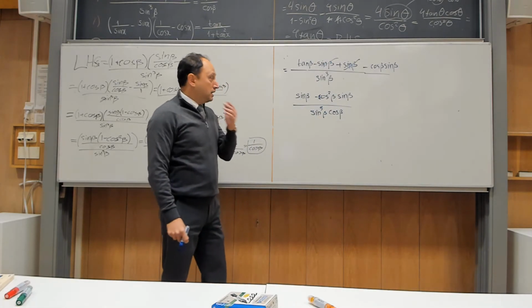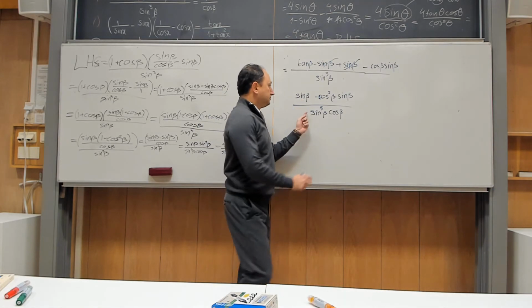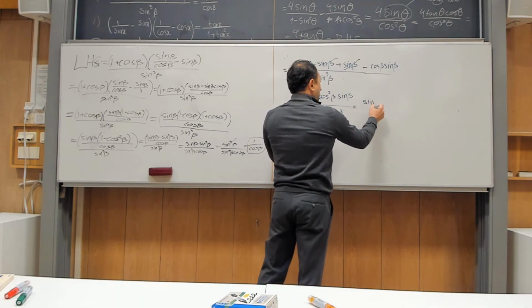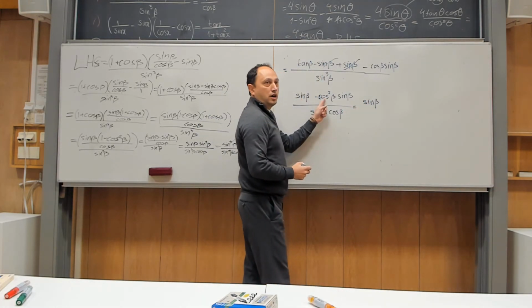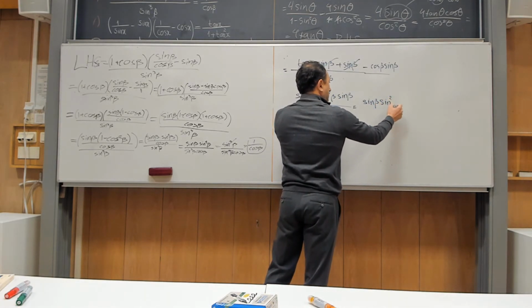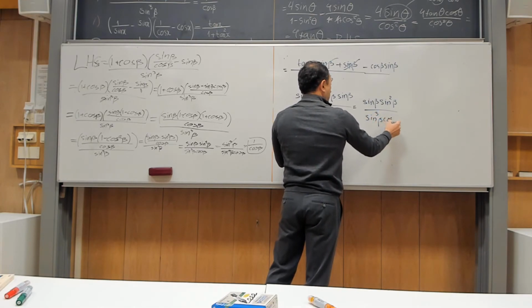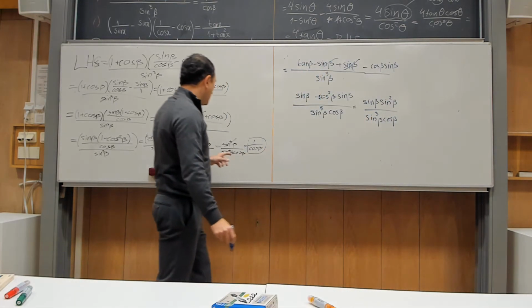Understandable? I pull a sine out, it becomes 1 minus cosine, which is sine squared. And then I have this in the denominator. And that's exactly what you got here.